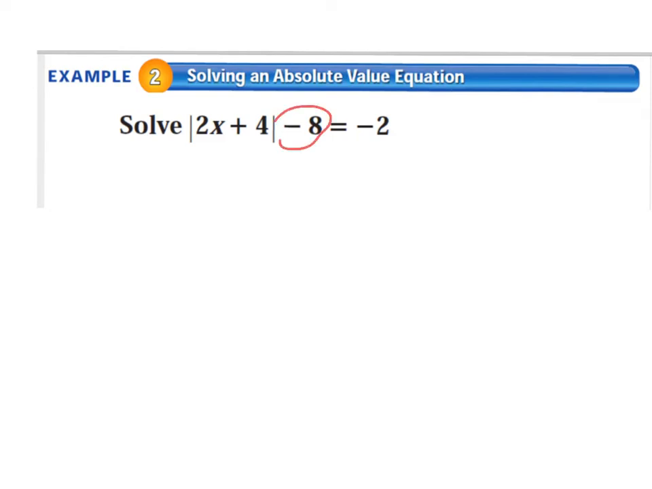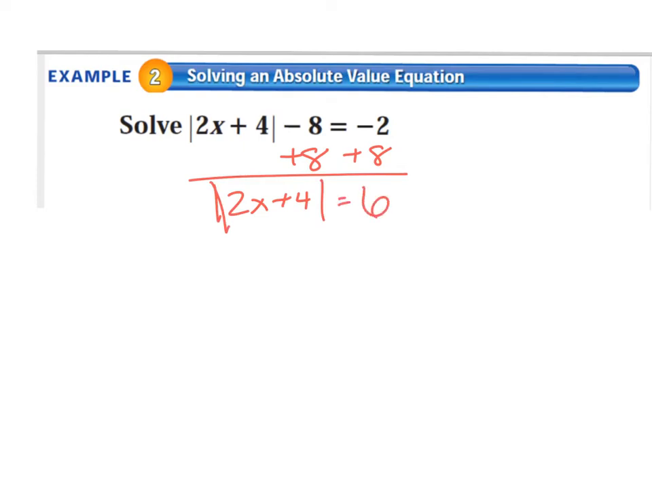Here we have something on the left-hand side of the equation that is outside of the absolute value bars. We are going to get rid of that first. I know many of you are looking at this and thinking it's a cannot solve. Not yet. We have to get rid of that -8 first. So before we do anything, we're going to add 8 on each side. Now I have the absolute value all by itself. -2 plus 8 gives me a 6.